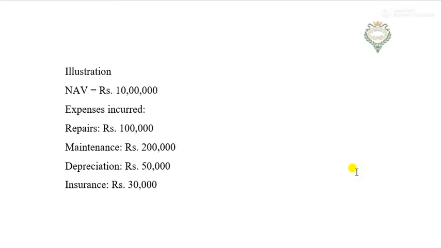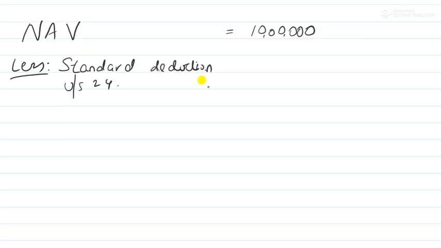Okay, so let's solve a problem on standard deduction. So the net annual value is 10 lakh and expenses incurred are 1 lakh on repairs, 2 lakh on maintenance, and 50,000, 30,000 on depreciation and insurance each. So what will be the amount of deduction? So in the illustration given, the total expenses incurred by the assessee is 3,80,000. 2 lakh for maintenance, 1 for repair, and 80,000 for depreciation and insurance.